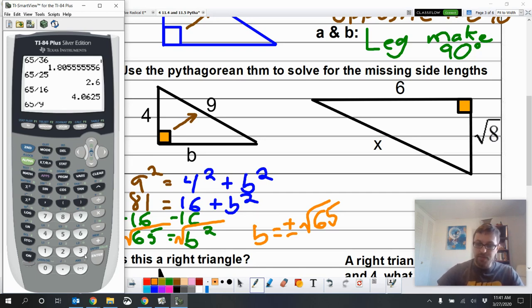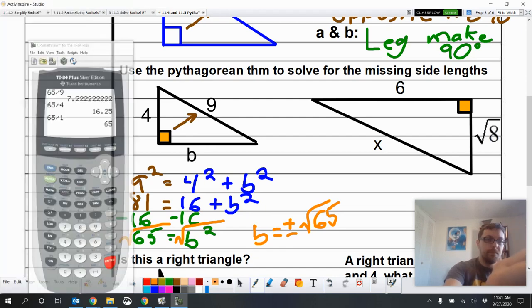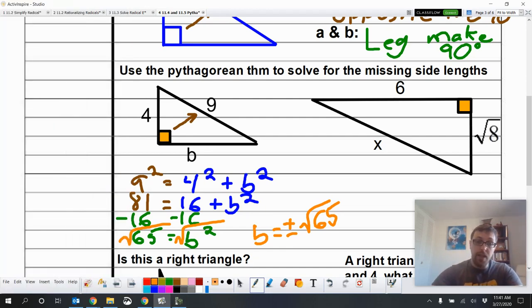If you haven't guessed, we're not going to find anything. 65 divided by the next one, 2 squared, which is 4. Nope. So the only perfect square we can divide 65 by and get a nice answer is 1. So we can't simplify that radical. It's always good to check. So we're just going to have our answer be b equals the square root of 65.